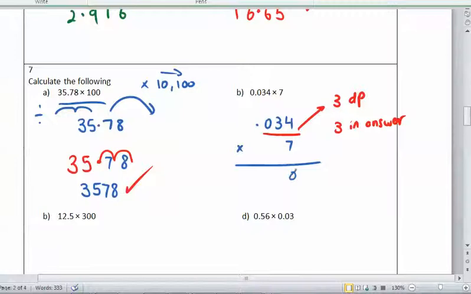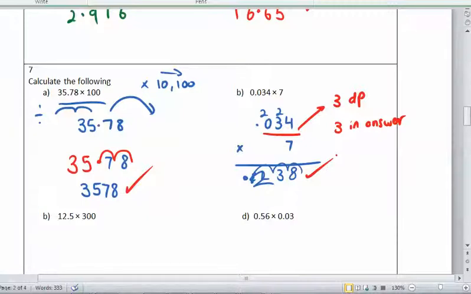7 times 4 is 28. Carry the 2. 7 times 3 is 21. Plus 2 is 23. 7 times 2 is 14. Oh, 7 times 0 plus 2. So it's just 2. Good. Now, we have 3 decimal places. 1, 2, 3. Decimal point goes there. Is that what your answer was? Who got that? Hands up if you got that. Good.